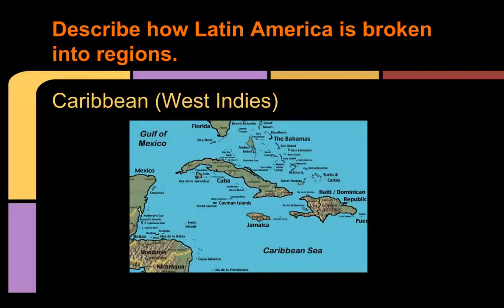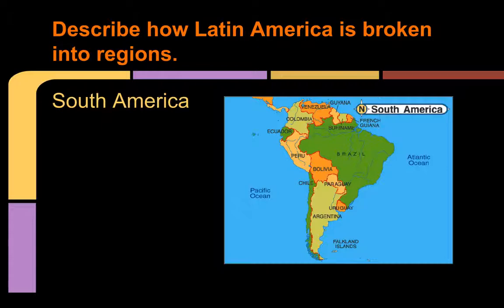The Caribbean, sometimes we call it the West Indies. It's basically all of these islands in the Caribbean. So Haiti, the Bahamas, Cuba, Jamaica, and all of those countries. And then the last region is South America, and that's just the entire continent. So that's the first thing.